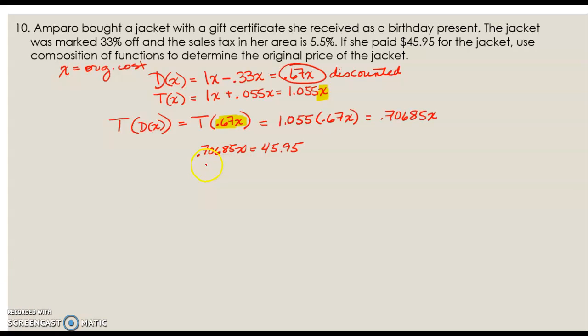Okay, so to find the original cost, you're going to divide 0.70685 from both sides, and it's going to give you your total. Original cost was 65.006, so you roughly would say $65 was your original price. And that's it.